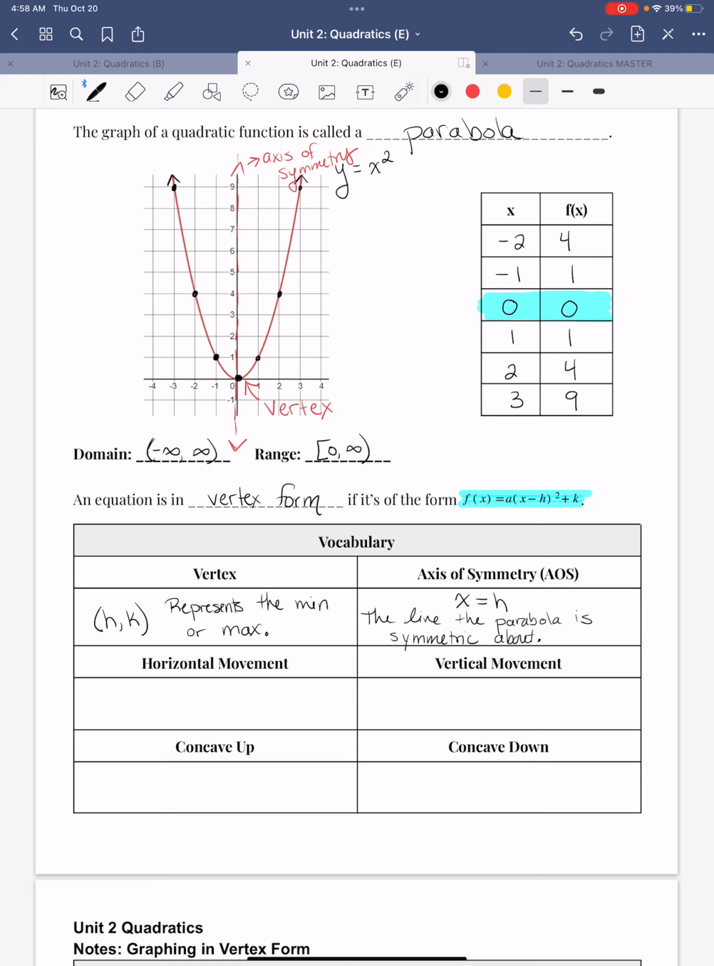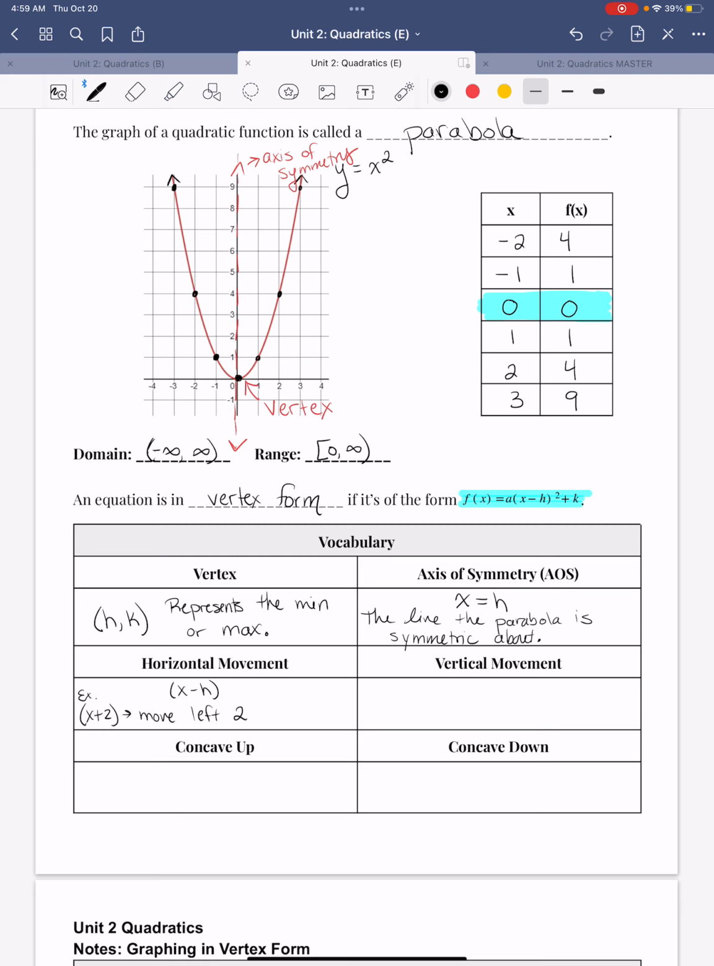All right, going back to transformations, our horizontal movement is our h value. So we find our horizontal movement in this x minus h piece. Just as a reminder, this is always the reverse of what you think it's going to be. If we have x plus 2, it means it's moving to the left 2. If we have x subtract 2, it's going to move to the right 2.